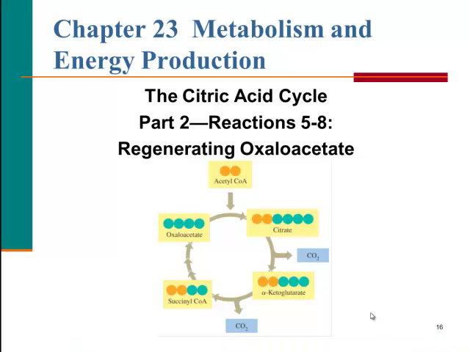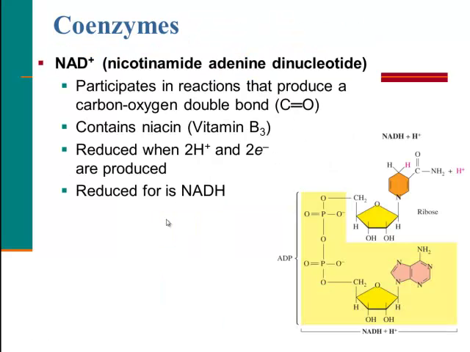So now that we've talked about the first half of the citric acid cycle and where carbon dioxide molecules are generated, we're now going to focus on converting our 4-carbon molecule back to oxaloacetate. Now this is going to require you to think about the different high energy molecules we're generating that are carrying electrons and hydrogen ions.